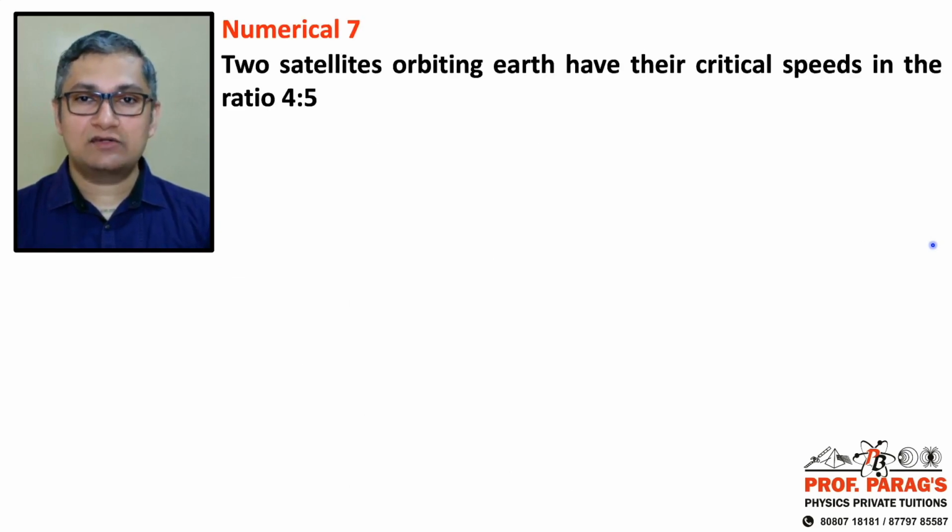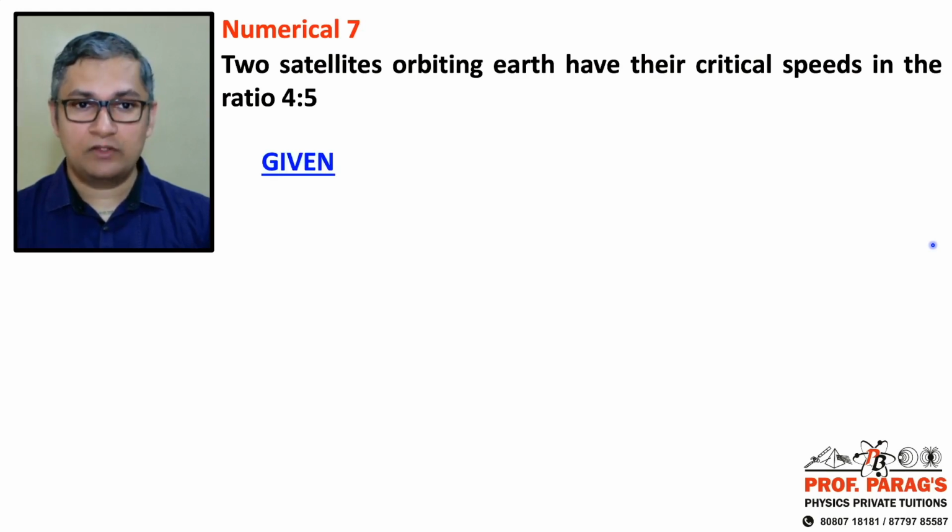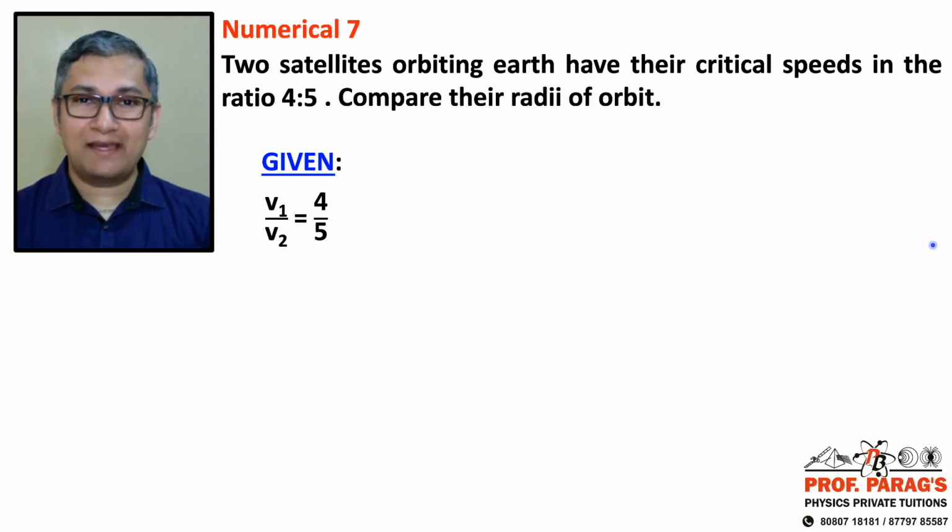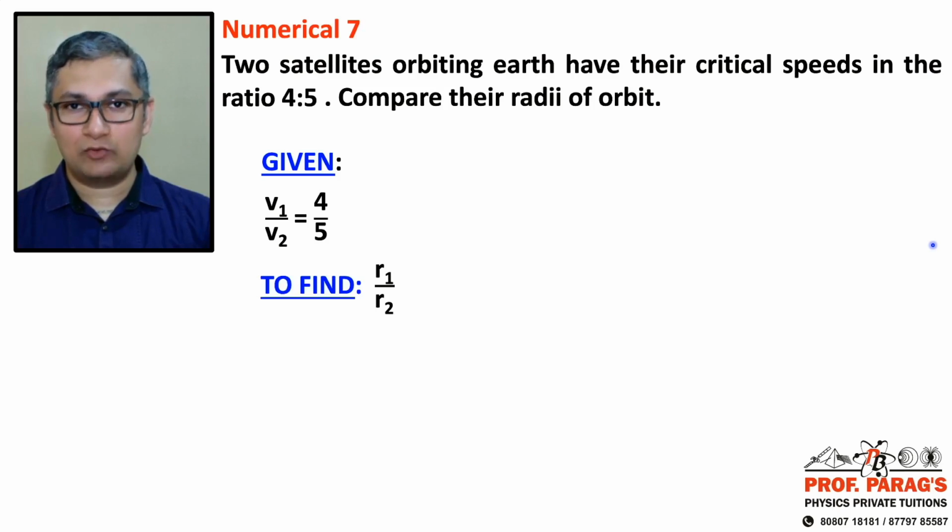Two satellites orbiting Earth, they have their critical speeds in the ratio 4 by 5. So now we are changing over to speed. So V1 by V2, let's call it, the ratio is given to us 4 by 5. So we can clearly understand it's a ratio question. They are asking us to compare their radii of orbit. That means we need to find out R1 by R2. Whenever they use this word compare in physics, they want a ratio, R1 by R2.